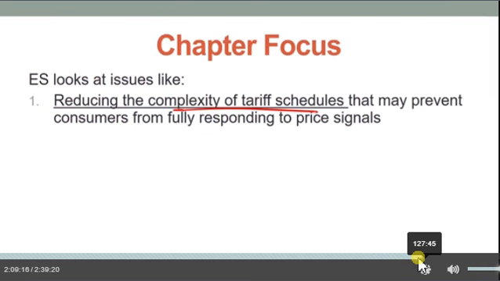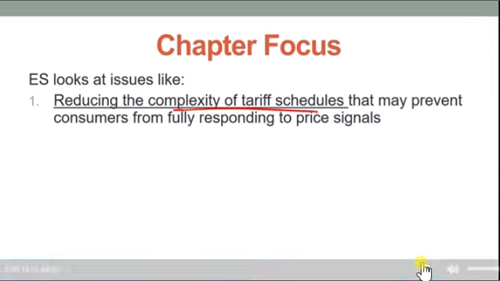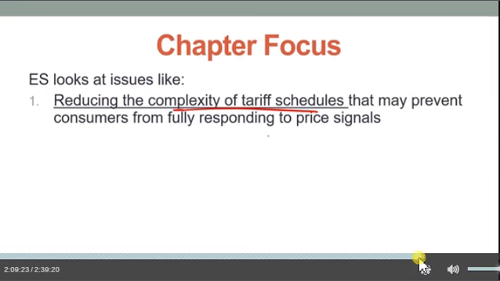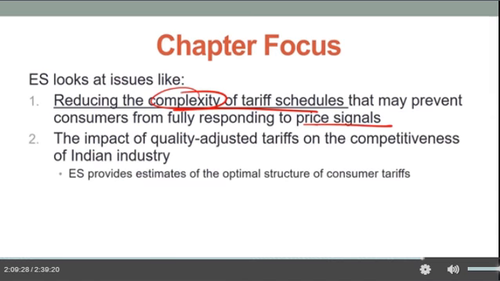Factories, separate tariff. For EZZ, separate tariff. For companies, separate tariff. So many different types of tariffs are there, which means price signals cannot operate in a market like that. So reducing this complexity is one focus.